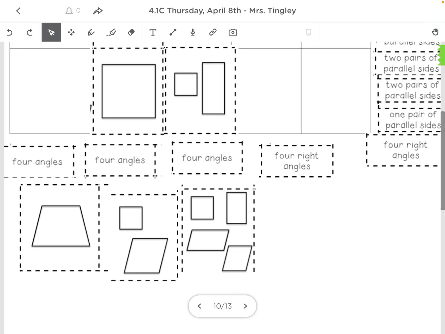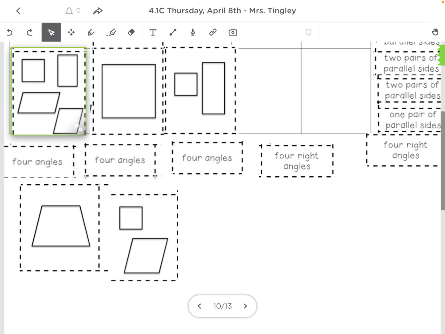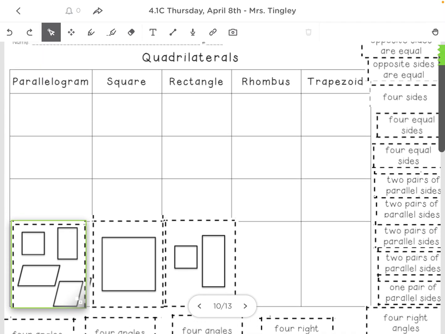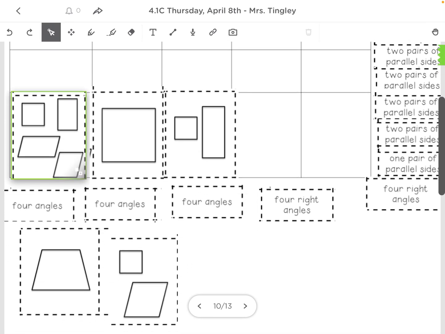Next, we can label a parallelogram. They have pairs of lines that are parallel. Some might have a right angle, and some might not. They might have obtuse and acute angles. This one right here that has a square, rectangle, and two parallelograms is a parallelogram.